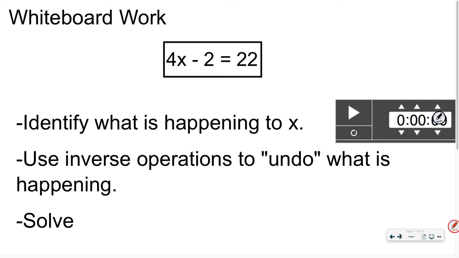What is happening to x? What's someone else? What's happening to x? What's occurring here? Dave. Well, we're multiplying by.